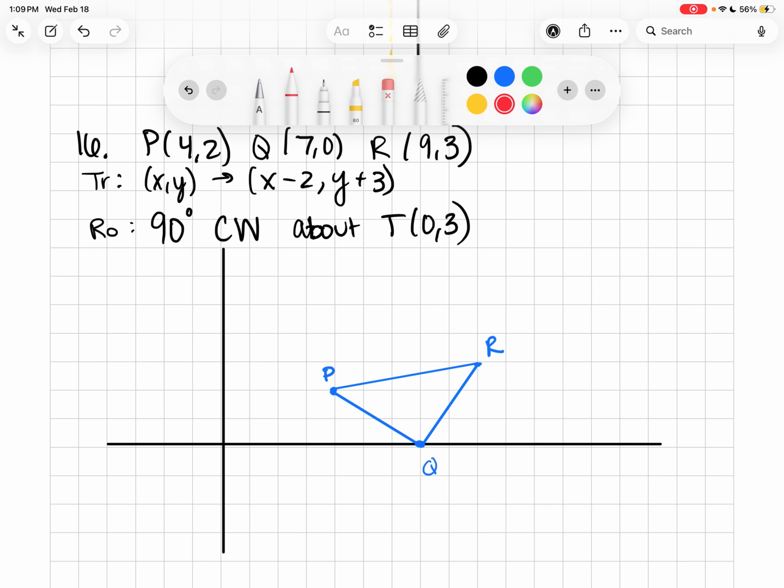Now the next step is to translate. Every single point I'm going to do the translation on. So this is going to go left 2, up 3. I'm going to start with P. Left 2, up 3. And that's going to be the prime. R, left 2, up 3. And then Q, left 2, up 3.